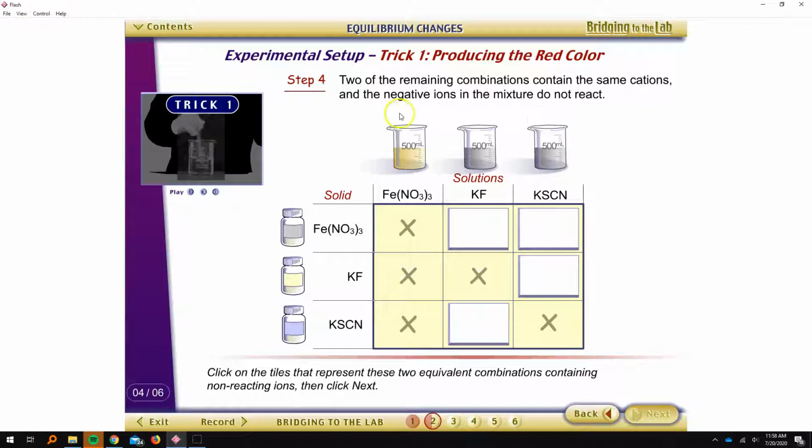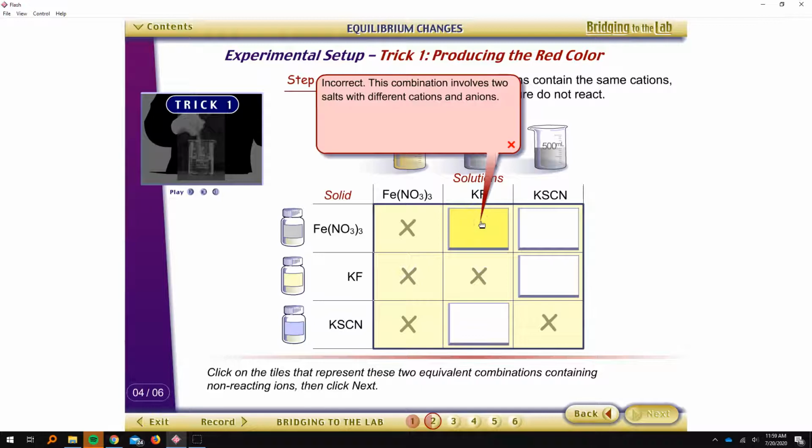We're going to see two of the remaining combinations contain the same cations, and the negative ions in the mixture do not react. So remember, negative ions are called anions, and these two anions do not react. So which ones have the same cations? We're going to click on the tiles that represent these two equivalent combinations containing non-reacting ions. So let's see. Oh, these have different cations and anions. So look at this. You've got KF and iron nitrate. Four different things that have a possibility of reacting.